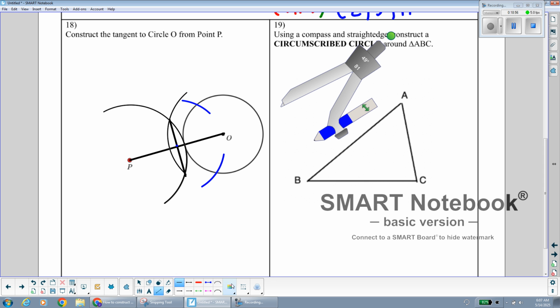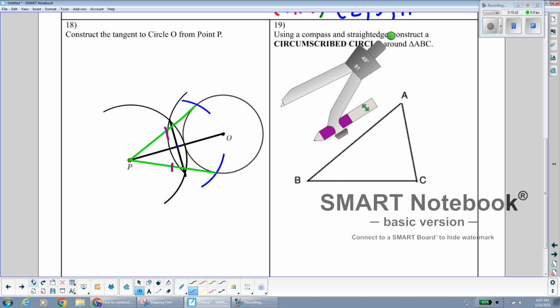Then I'll use a different color for this part. And these are the two possible tangents to the circle. And they're congruent.